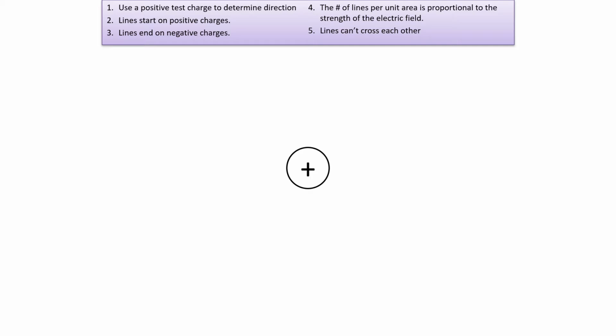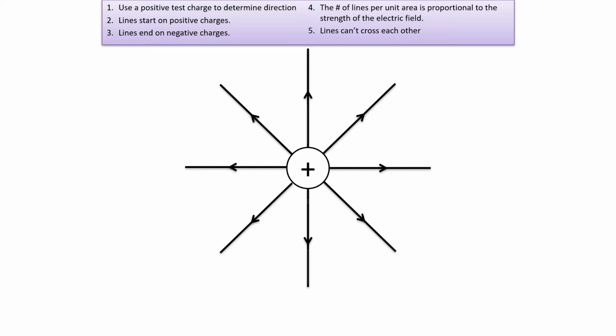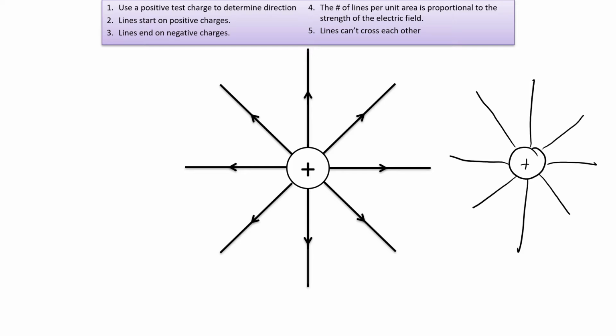Now, if you put positive test charges all around this positive charge, what direction are all of these positive test charges going to go? They're going to go away. So you should draw in your notes these electric field lines. And they're all pointing away, because we did number 1, we used positive charges. We're going to start on positive and go out. So all of these get arrows pointing away like that. And then we don't have any negative charges, so we can't do number 3. And then we'll talk about the lines per unit area for this.